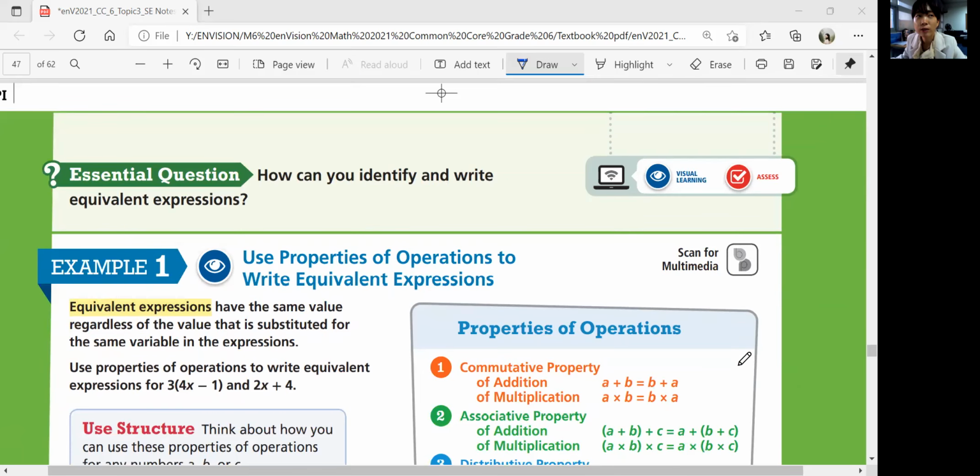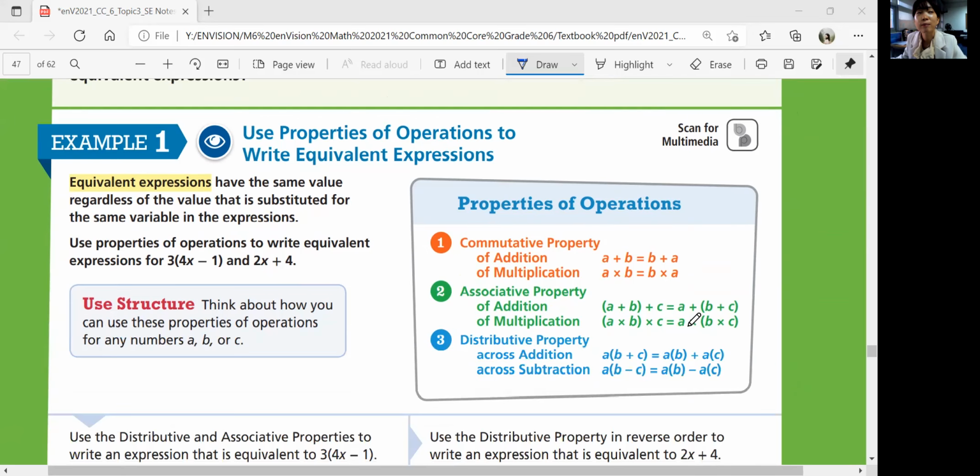So think about how you can identify and write equivalent expressions. Let's look at example 1. Use properties of operations to write equivalent expressions. First of all, equivalent expressions have the same value by definition, regardless of the value that is substituted for the same variable in the expressions. Using properties of operations to write equivalent expressions for 3 times 4x minus 1 and 2x plus 4.